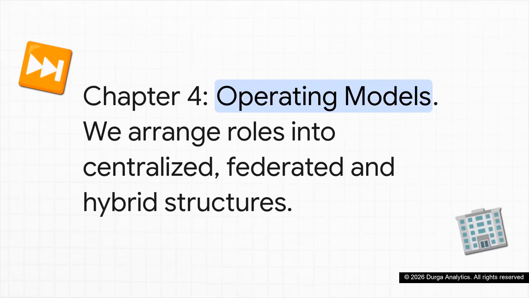Before you click over to the next chapter, I want you to ask yourself a tough question. If a critical data breach happened at your company today, this afternoon, would your people know immediately who holds the ultimate accountability? Or would they just start pointing fingers at each other? Well, in Chapter 4, Data Governance Operating Models, we are going to arrange these exact roles we just learned into centralized, federated, and hybrid structures so that finger-pointing becomes a thing of the past. It's going to be a great one.